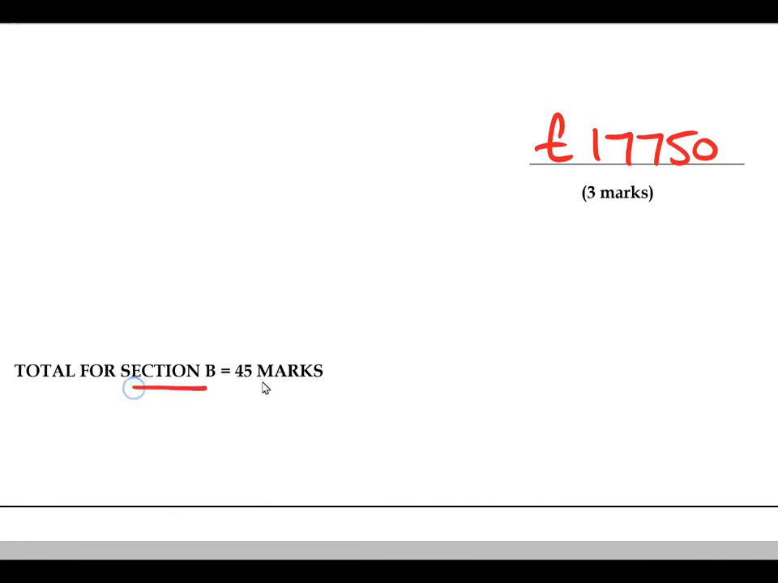And that's the end of section B, where 45 marks were available, and you had 1 hour and 20 minutes in which to complete it.